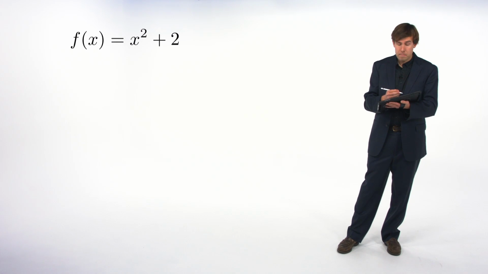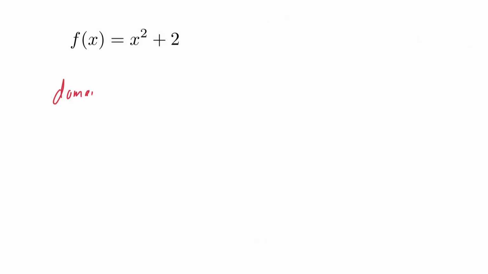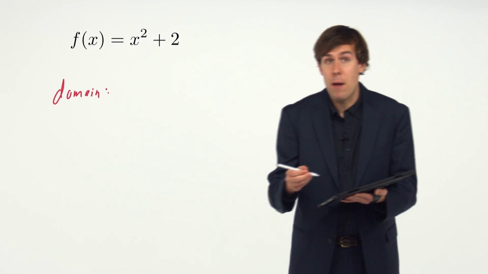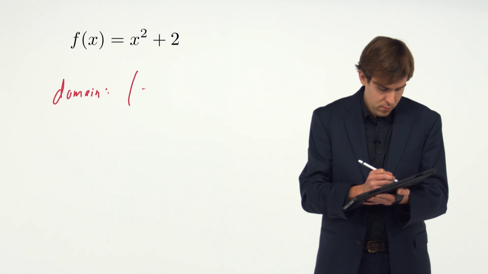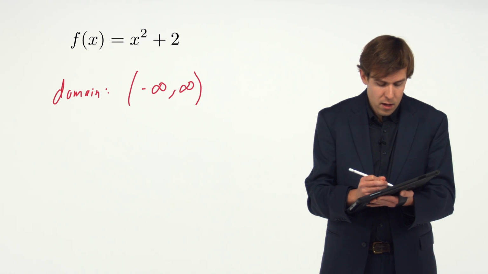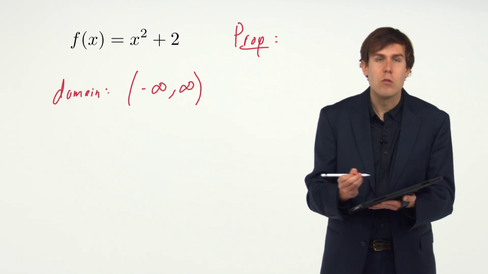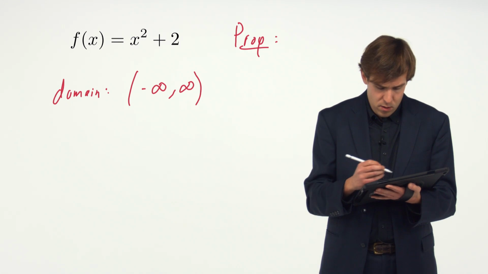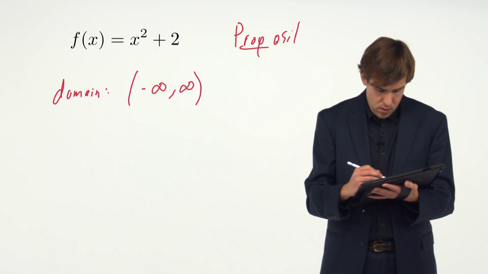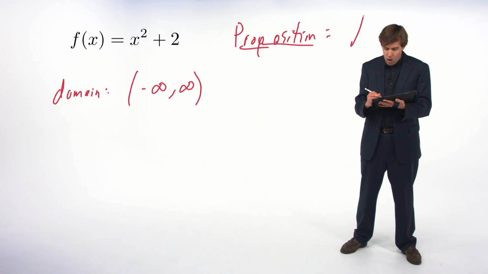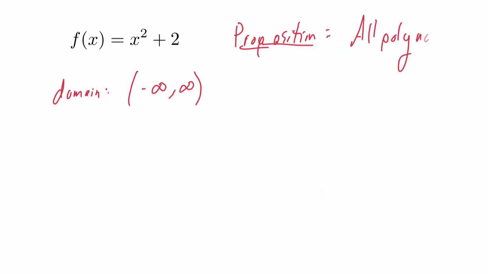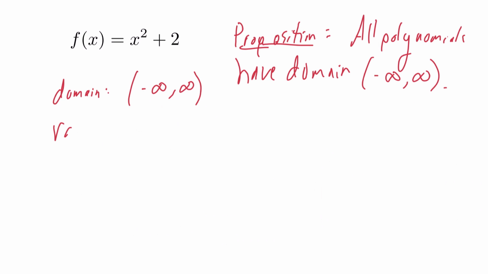Right, here's a quadratic. So what's the domain? Well, the domain for any polynomial is all real numbers. And I'll write that as a proposition. So something that maybe one would try to prove. All polynomials have domain minus infinity to infinity. Now the range is restricted though. And for this it might be nice to try and draw a picture.